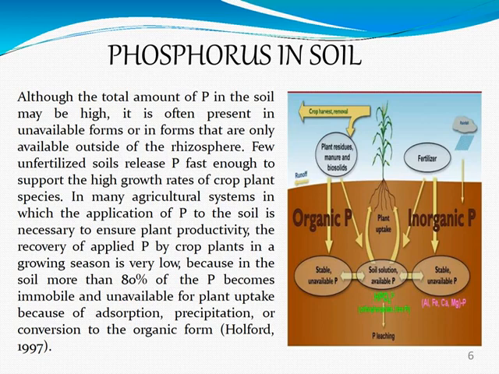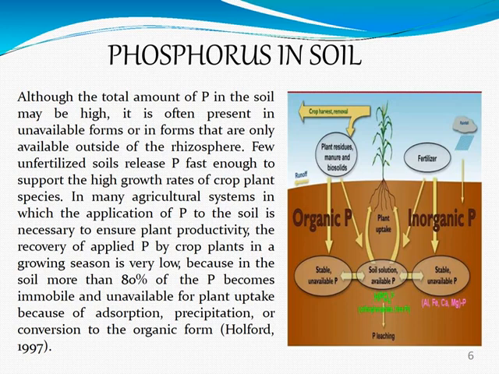Phosphorus in soil, although the total amount of phosphorus in the soil may be high, it is often present in unavailable forms or in forms that are only available outside of the rhizosphere. Few unfertilized soils release phosphorus fast enough to support the high growth rates of crop plant species.